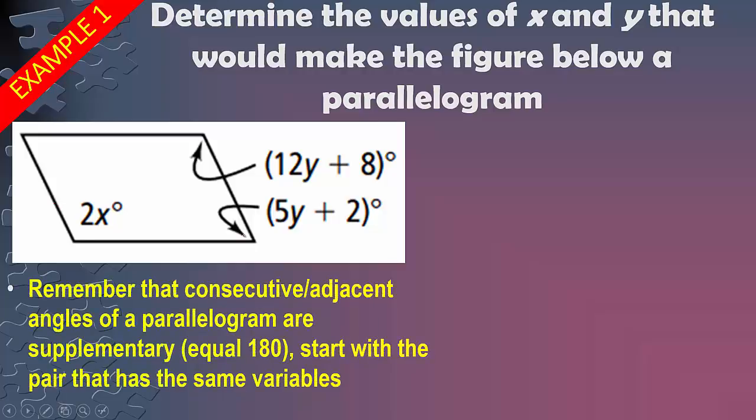So just remember that the consecutive angles, or the adjacent ones, whatever you are comfortable with, so meaning like this one and this one, or this one and this one, or this one and that one, so any 2 adjacent angles are going to equal 180. They're supplementary. So let's start with the pair that has the same variables to make it easier to solve for, because they both have y in it. So we've got 12y plus 8 plus 5y plus 2. So those are our 2 angles, and all that together has to equal 180.